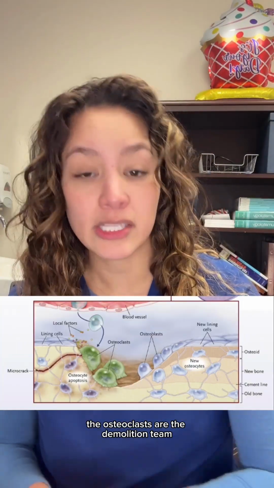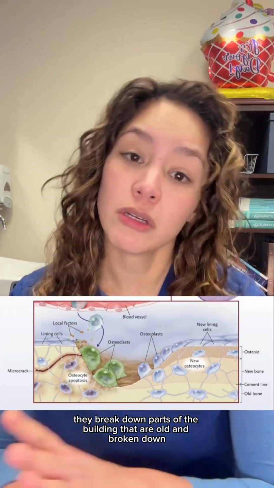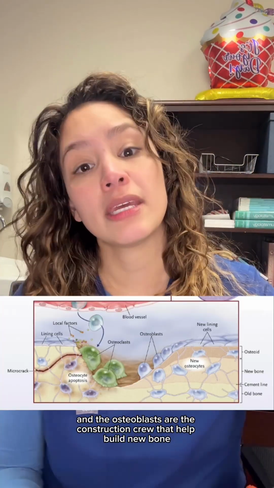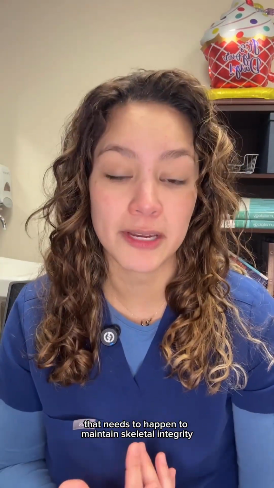The osteoclasts are the demolition team. They break down parts of the building that are old and broken down, and the osteoblasts are the construction crew that help build new bone. This is a continuous cycle that needs to happen to maintain skeletal integrity.